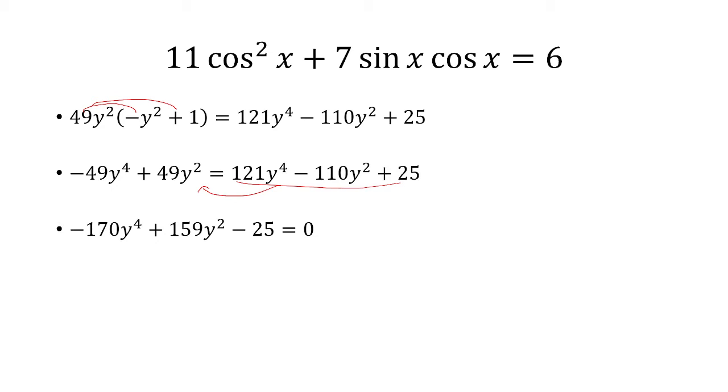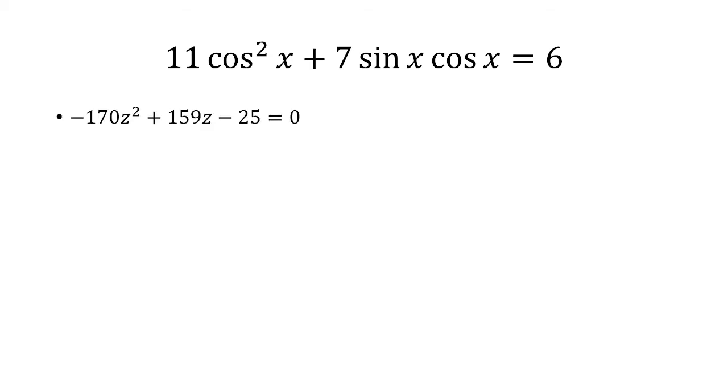So if you want, you can transform this into a quadratic by letting z equal y squared. So then z squared becomes y to the fourth. And so you have negative 170z squared plus 159z minus 25 equals 0. This is the quadratic we want. We can factor. So I can pull out the negative.